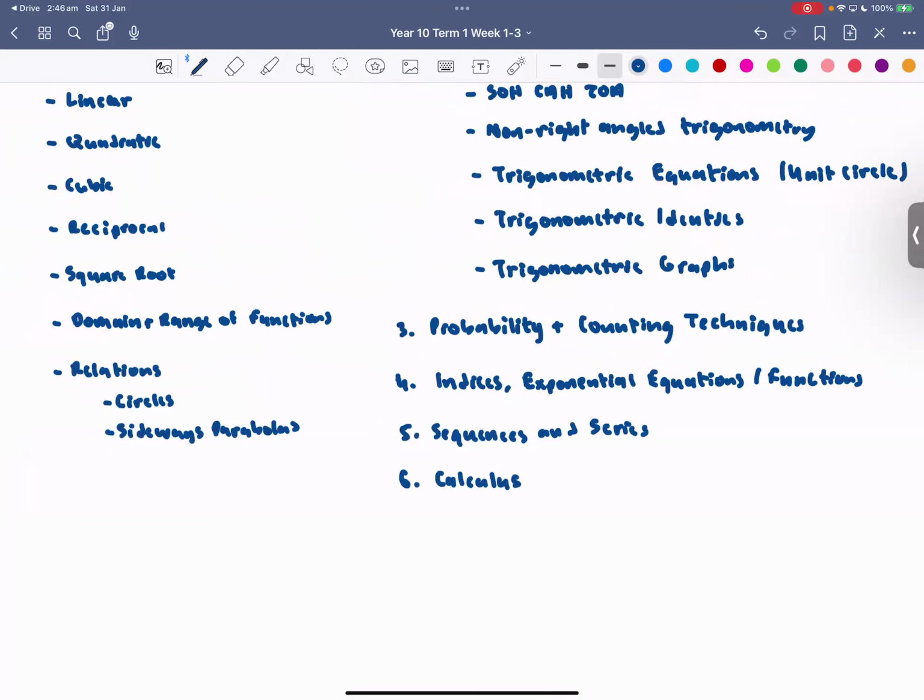All right, what I've written on the board, which you don't have to write down, is a list of all of the year 11 methods topics.